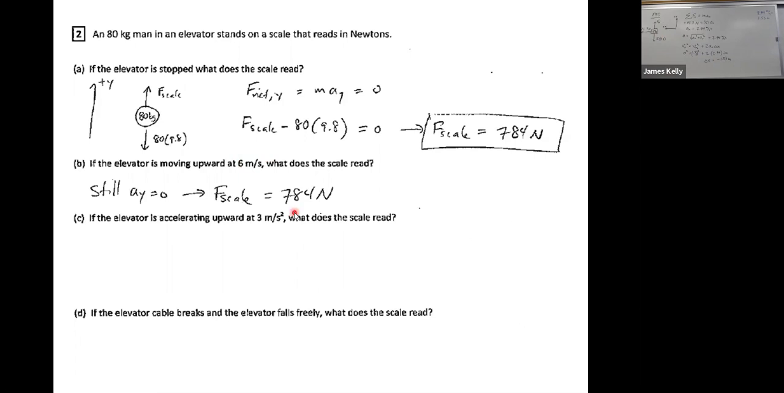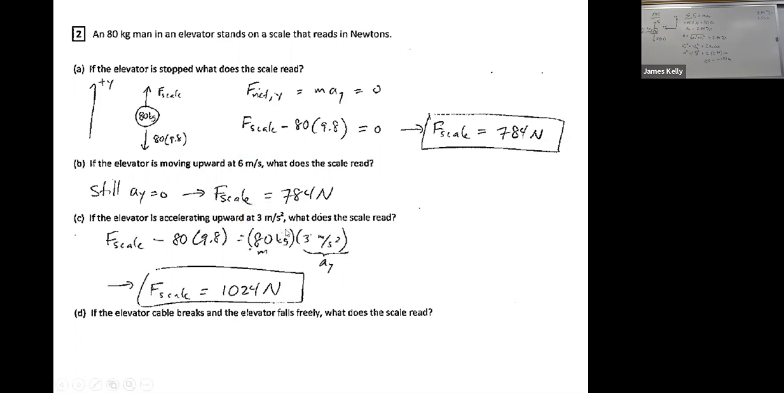Okay, so now let's change it. The elevator is accelerating upward at 3 meters per second squared. In this case, the free body diagram looks exactly the same. Even if I'm accelerating upward, my weight is the same. It's mg. That's how we always calculate it near the surface of Earth. There still is some unknown scale force if I'm accelerating upward. So this looks exactly the same, and I'm going to make the same assumption about plus y direction. It's this that changes. AY is not 0 anymore.